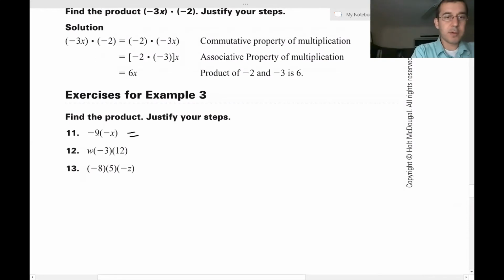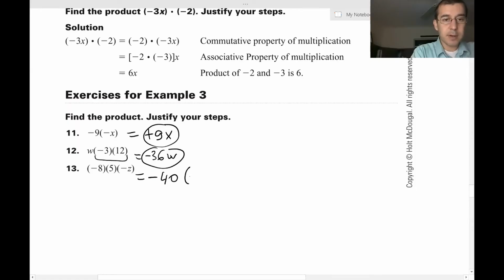We have two numbers with the same sign. This is plus, and then it's just 9x. Here we have, let's multiply the numbers first, so different signs. So minus 3 times 12 is 36, and then the w. Here, let's get the numbers first multiplied. So minus and plus is minus. 5 times 8 is 40, and then we have times minus z. So minus and minus is plus, and then it's just 40z.